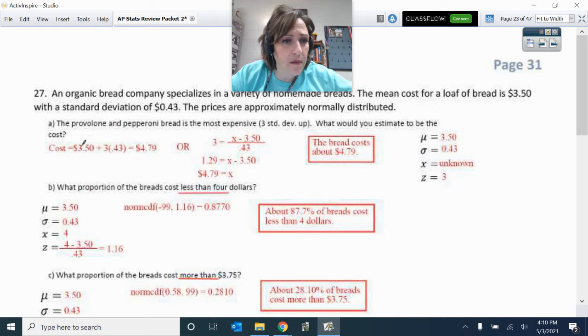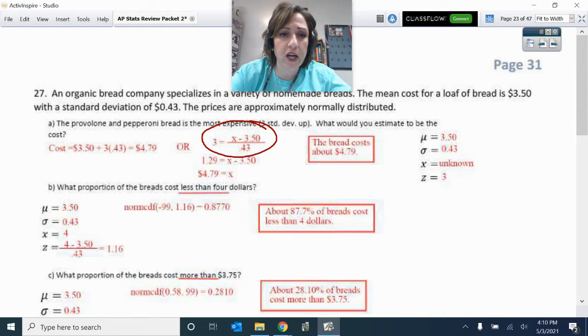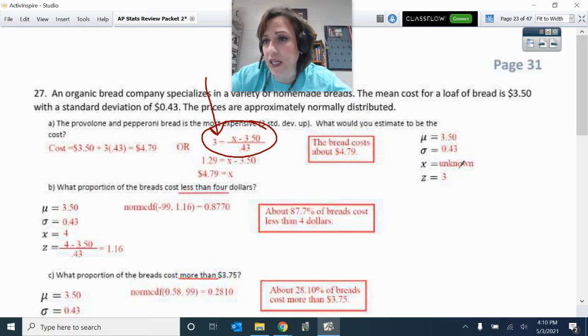So either take the mean plus 3 standard deviations or set it up with your little z-score formula where you put z is 3, because that's the number of standard deviations above the mean. So then the bread cost is X. Now, what proportion of breads cost less than $4? So see, that is your X. So you're going to get your z-score with your X minus the mean over the standard deviation, and then normCDF, the area below.